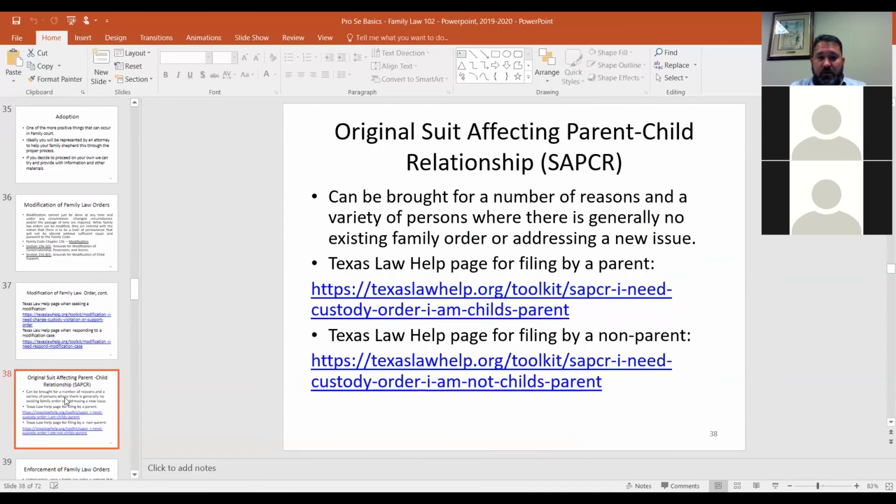There can be what's called an original suit affecting parent-child relationship. So, say if two people are unmarried and they want to establish a custody and support arrangement regarding their common child, then they can do so. There's other types of reasons for filing an original suit affecting parent-child relationship. If a parent wants to seek custody, or a non-parent wants to seek custody of children. Sometimes grandparents want to step in and assist and get custody of children if they think that situation warrants it.